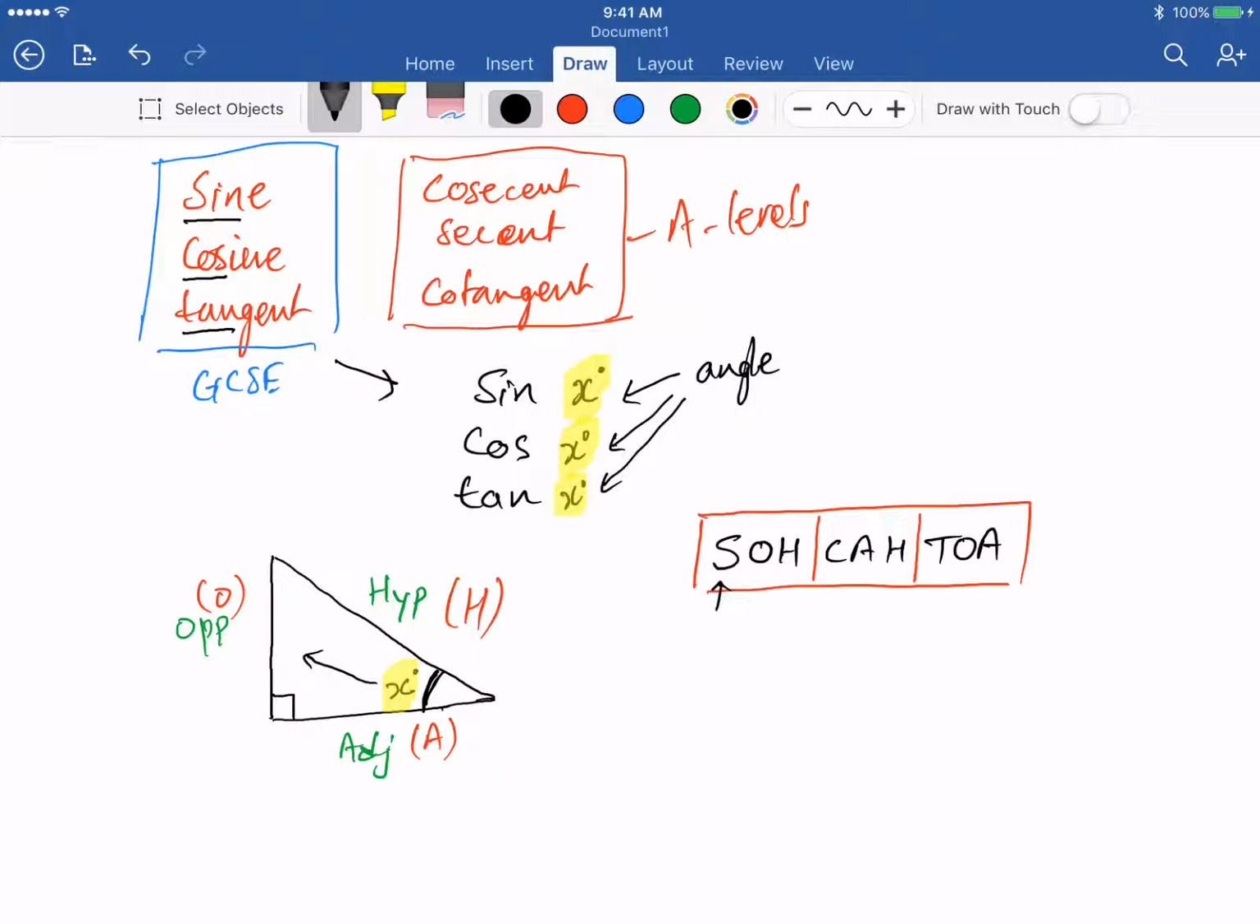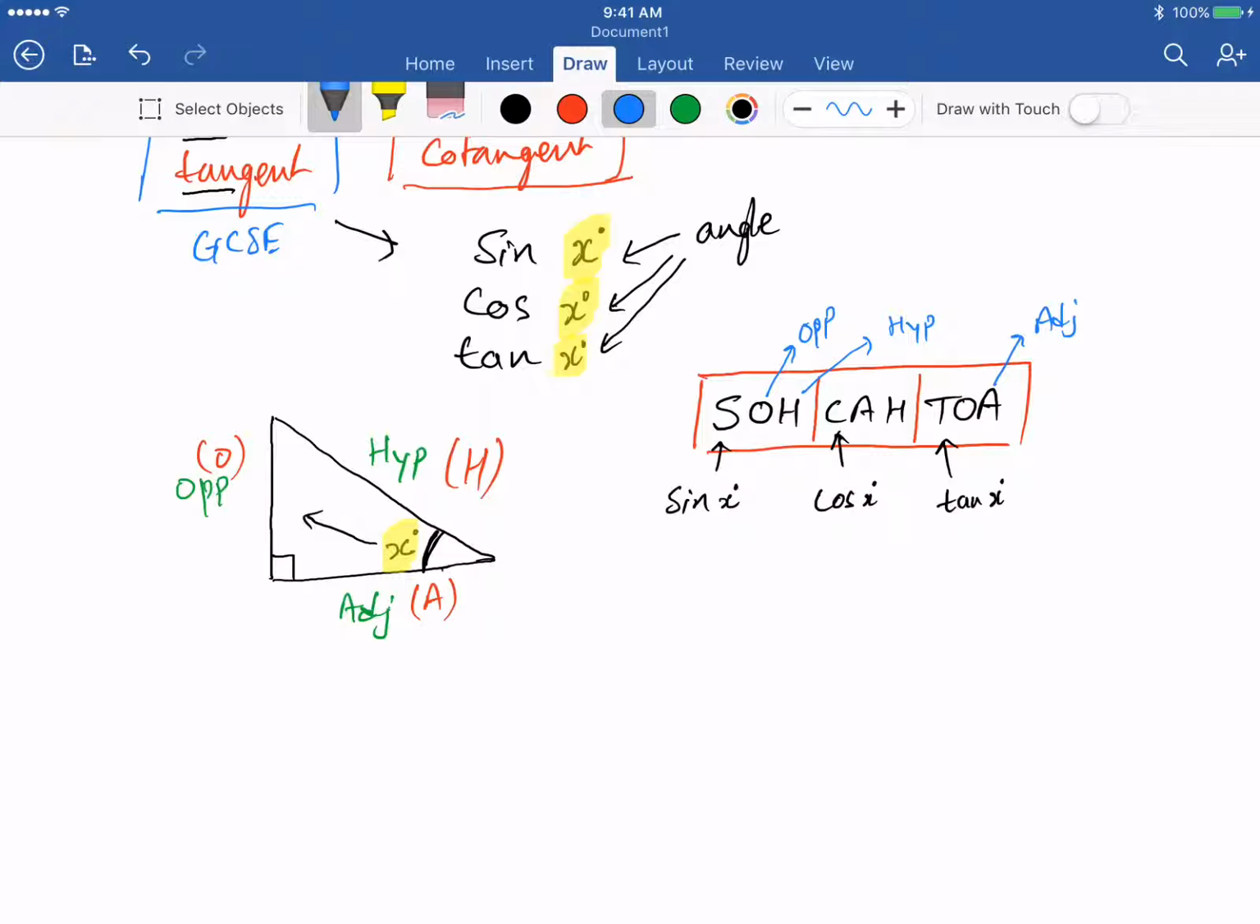S here stands for sine of the angle, whereas C stands for cos of the angle, and T stands for tangent of the angle. O is opposite, H is hypotenuse, and A is adjacent. How can we use this SOHCAHTOA to understand the ratios?